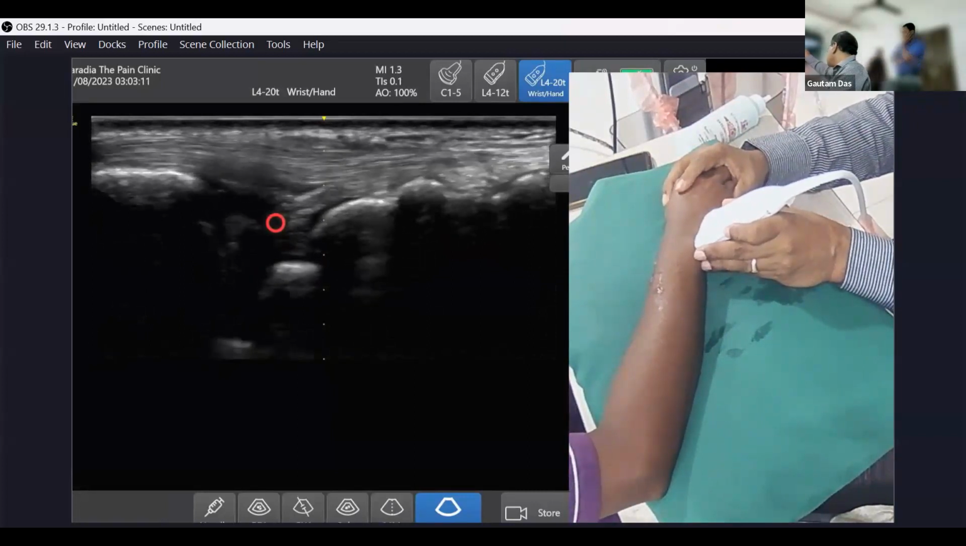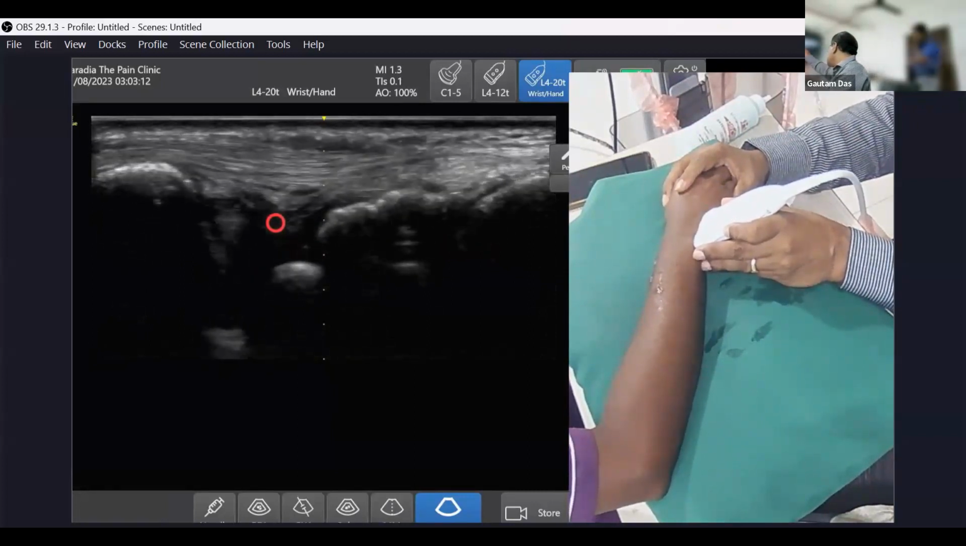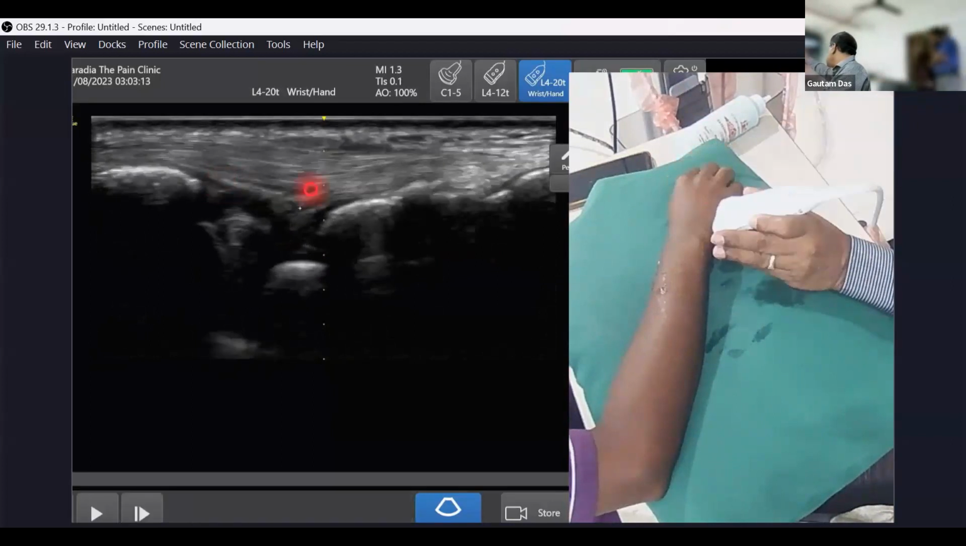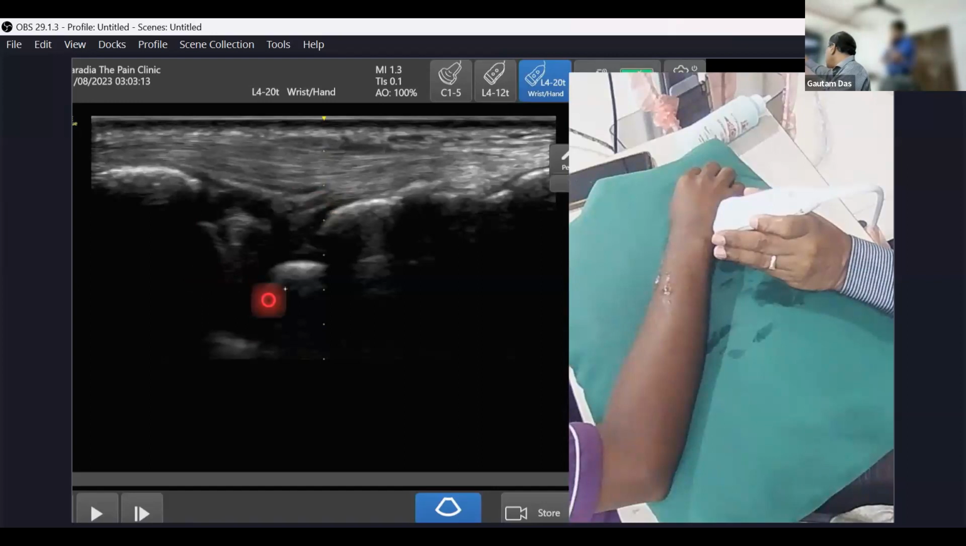So this was one tendon sheath. This was your ulnar collateral ligament. This is your meniscus homolog. Part is very seen nicely. And here is your triquetral bone. This is your lunate. Triquetral, lunate. And here is your articular disc.